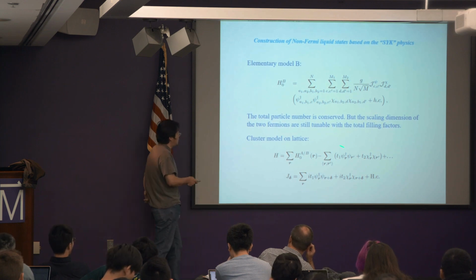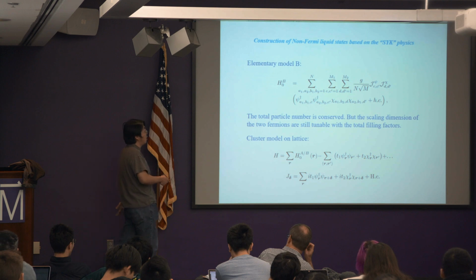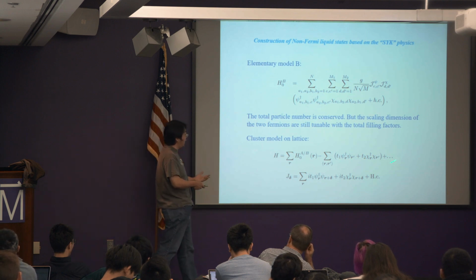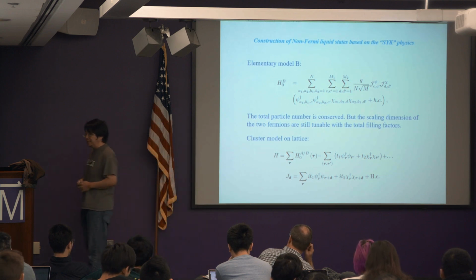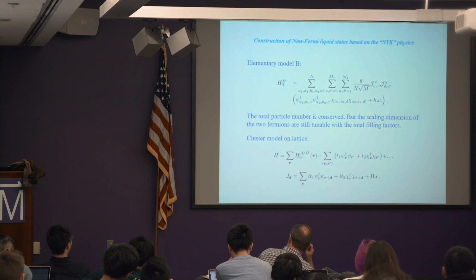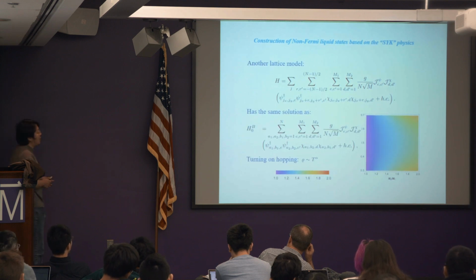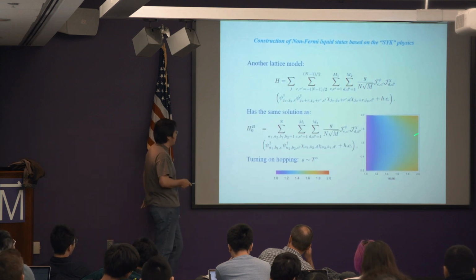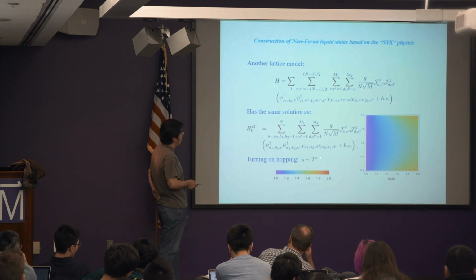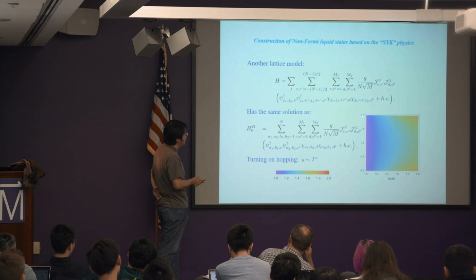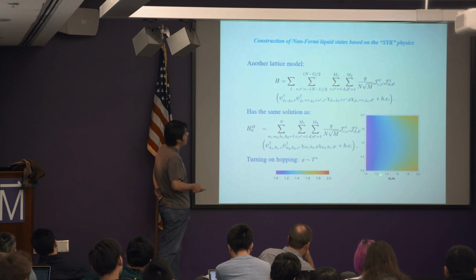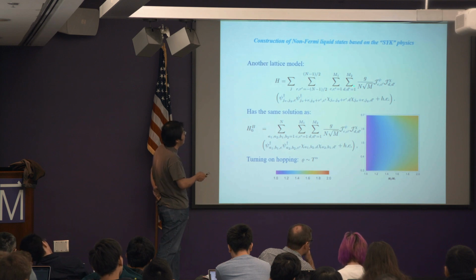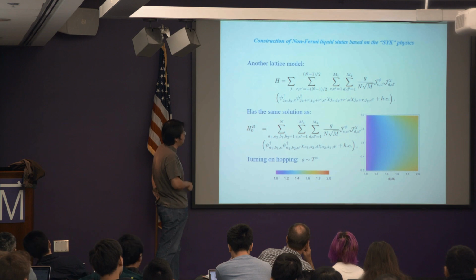Still, we can define a cluster model based on this, connect the clusters using hopping, and follow the same calculation. Then you can see the transport scaling power alpha depends on the filling factor and also on M2 over M1, where M2 and M1 are indices that take different ranges.